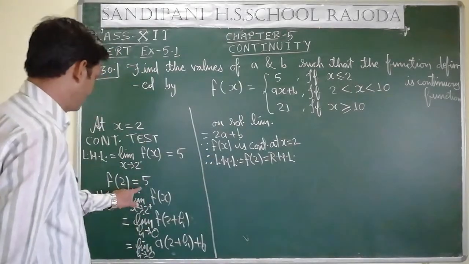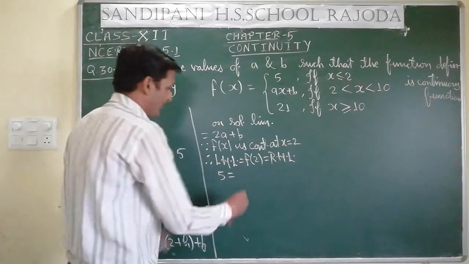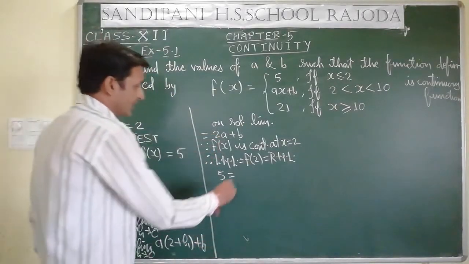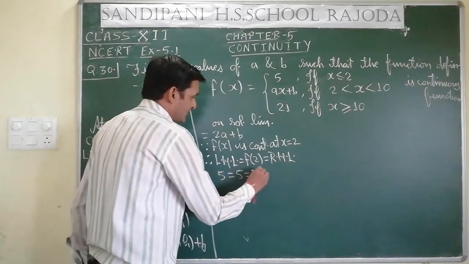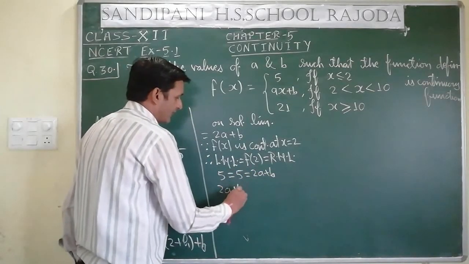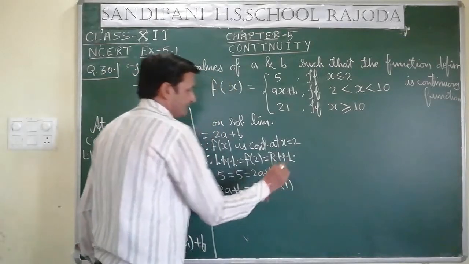Means we have to put 5 is equal to 2a plus b. 5 is equal to 5. Again it is equal to 2a plus b. So 5 is equal to 2a plus b, means our equation will become 2a plus b is equal to 5. This is our first equation.